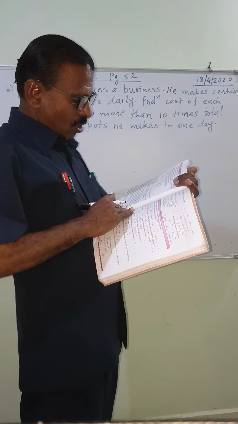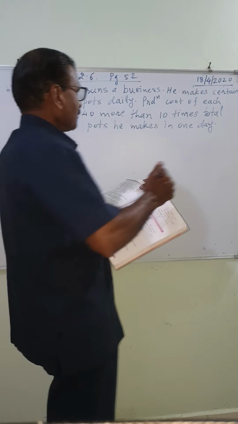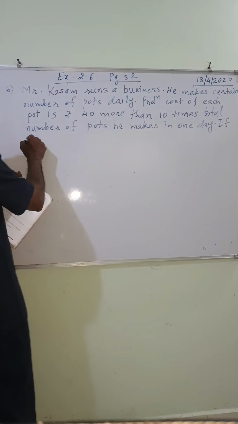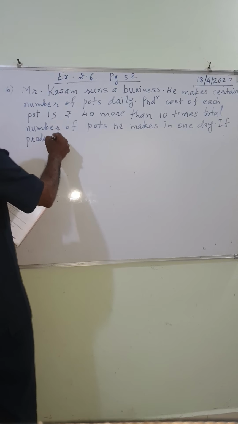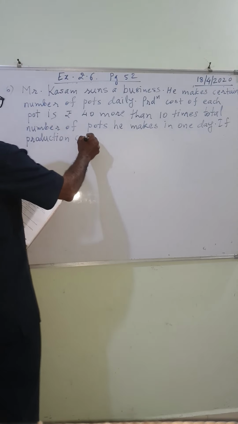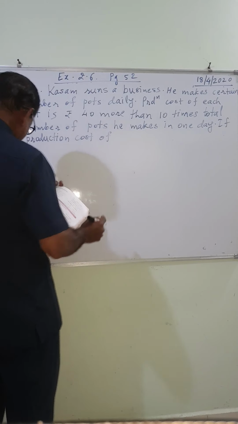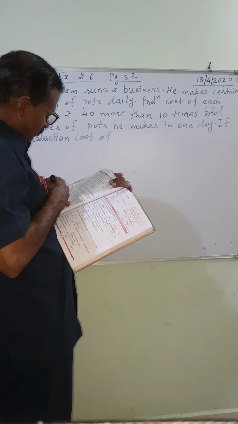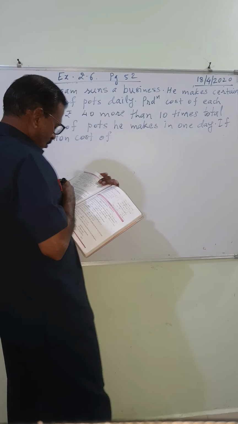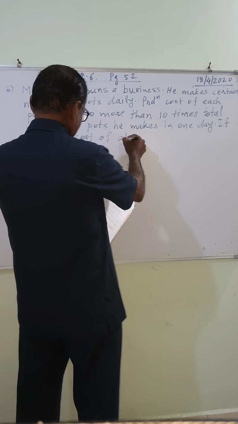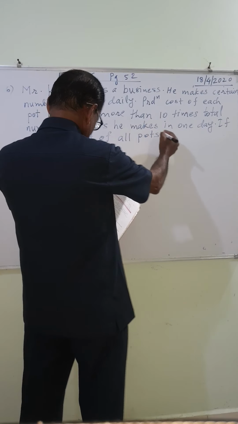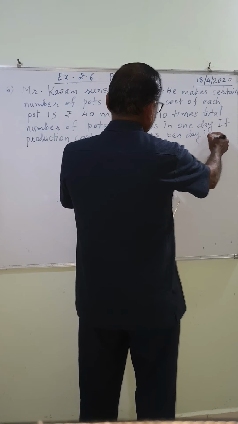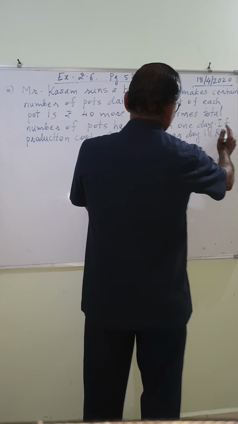If the production cost of all the pots per day is rupees 600.